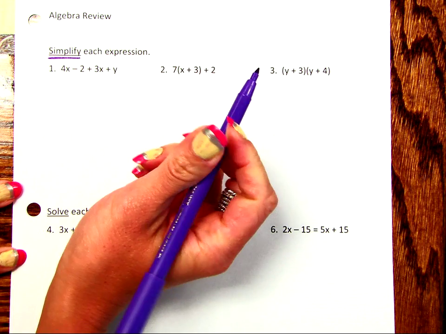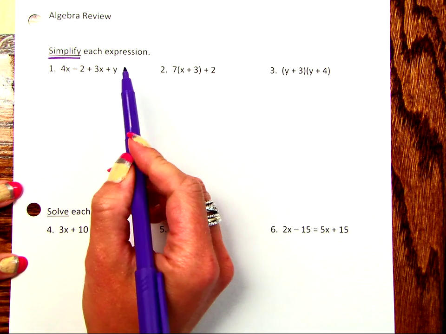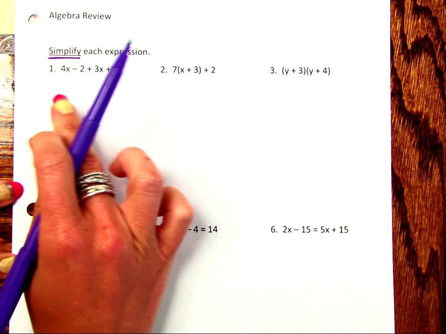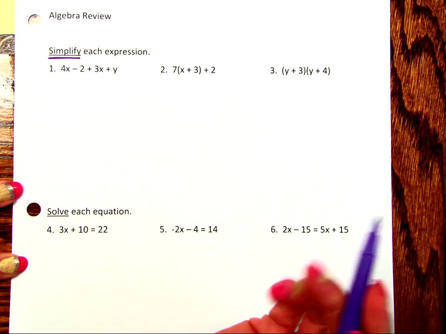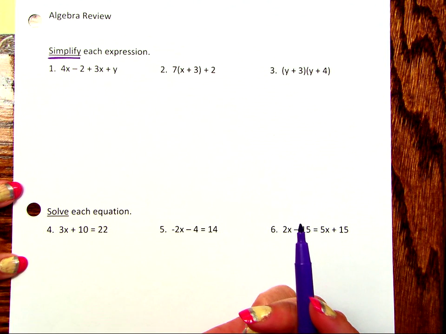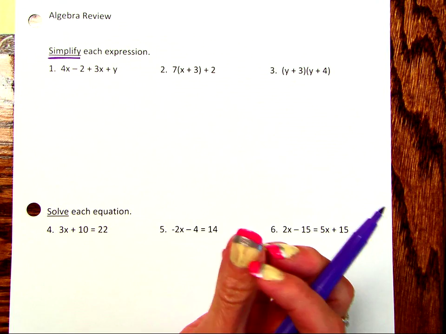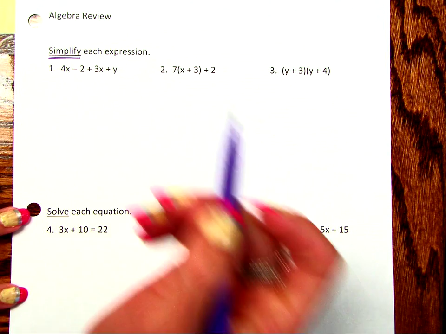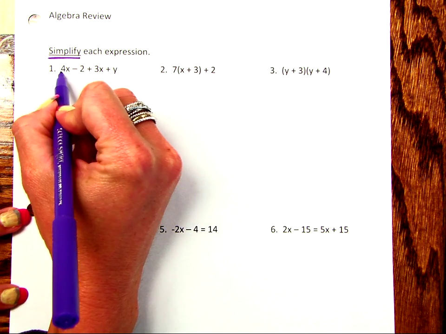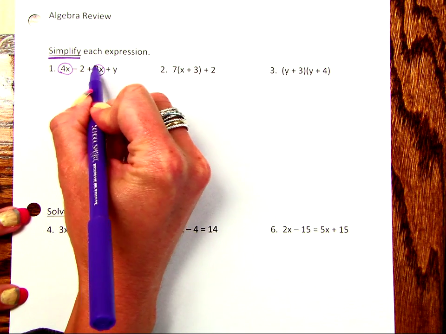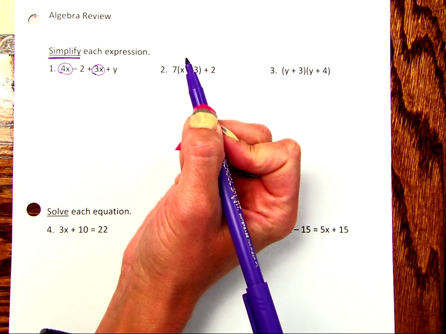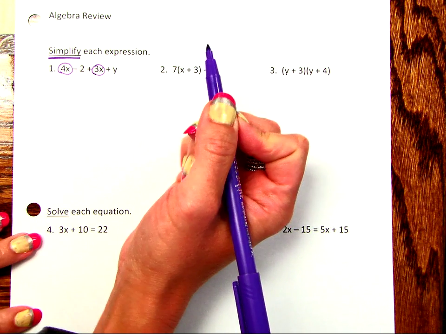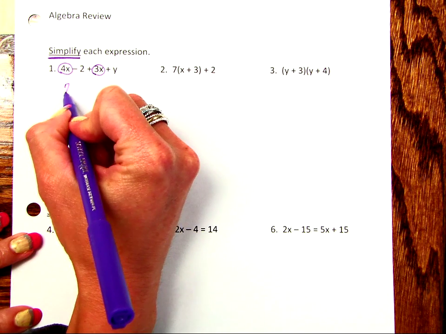When I simplify my expression, you notice that these are not equations because they do not have an equal sign. So we're simply going to take a look and see if we can combine like terms. If I take a look at number 1, I have a 4x here and a 3x, and we know that those are like terms. We could combine them. 4x plus 3x, we would have 7x.